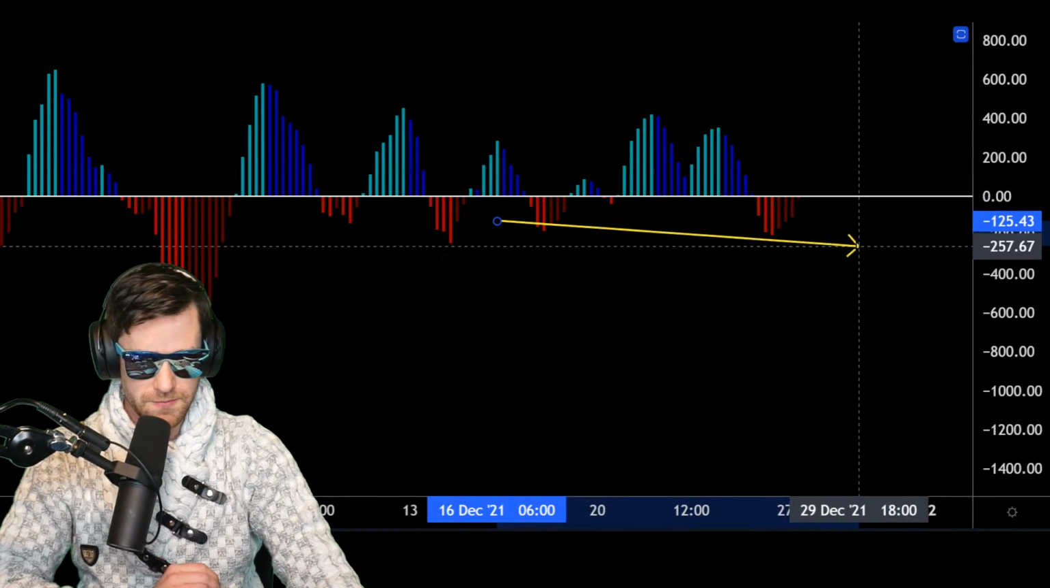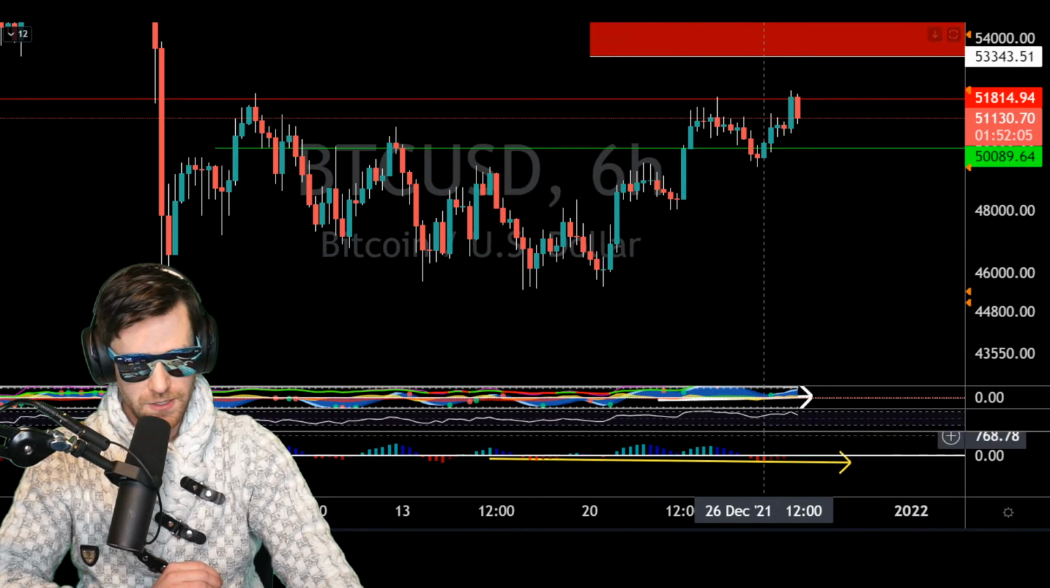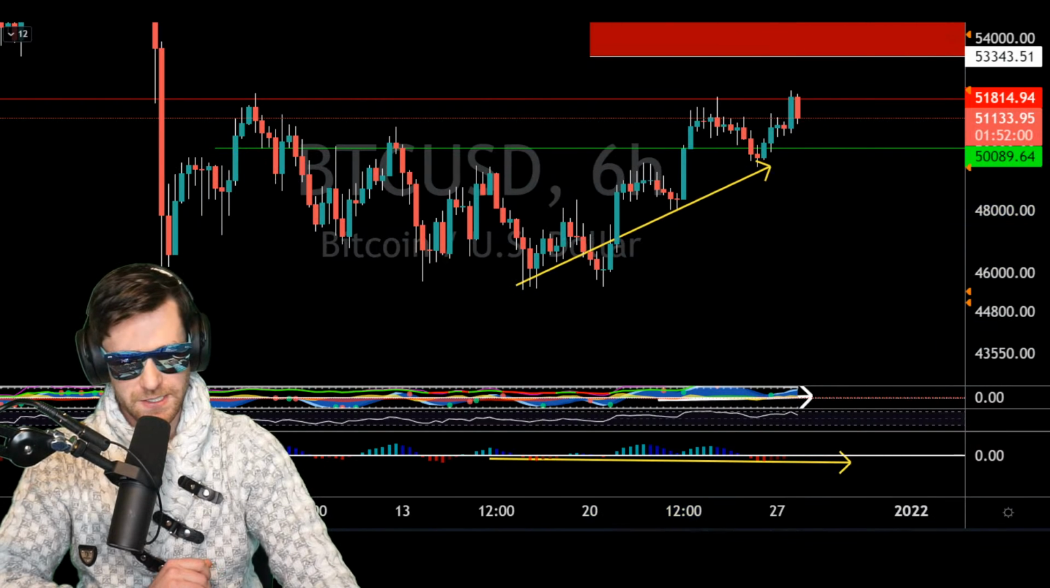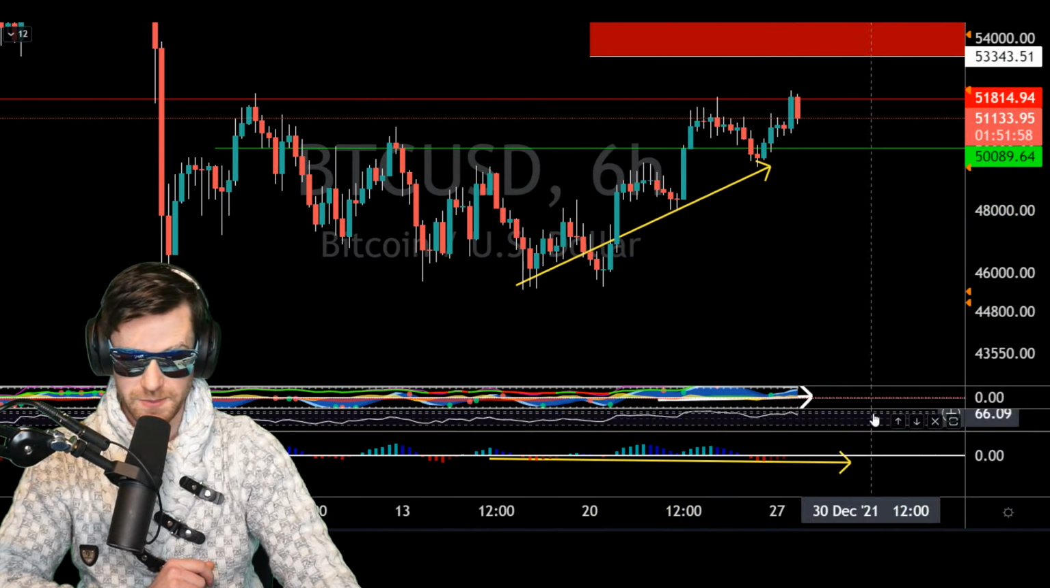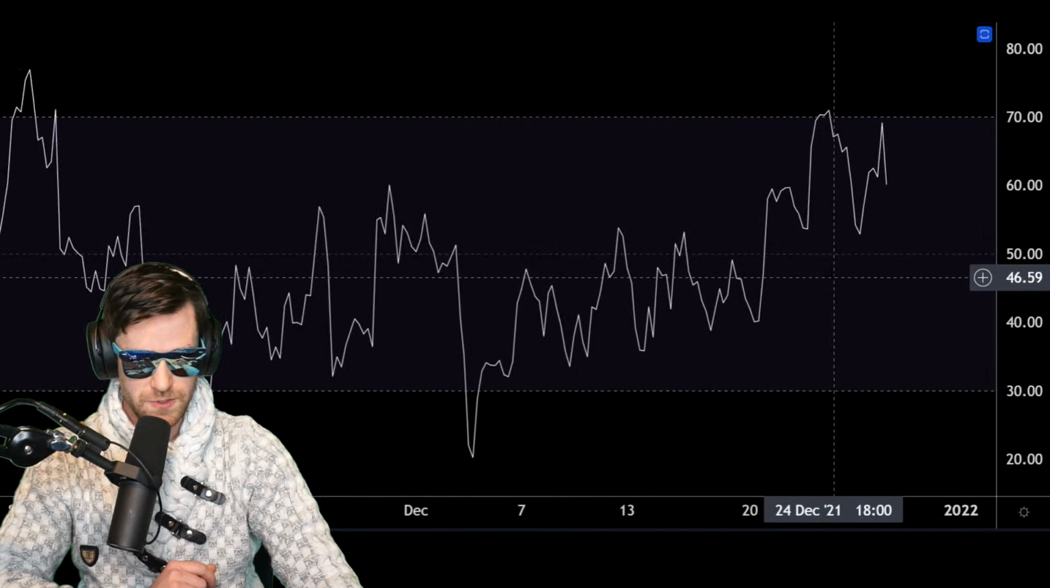We have some kind of divergence here. Whether we want to take it from the 20th or the 19th doesn't really matter. We have a lower low on MACD, a higher low in price, bullish divergence. It's appearing on like every time frame now. It's getting spooky. What about RSI though?